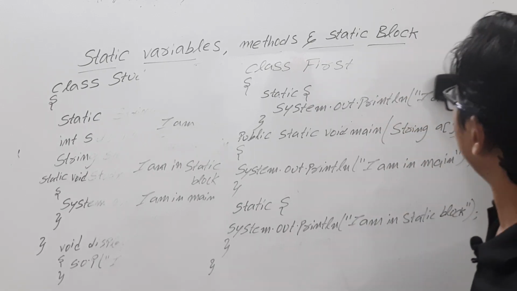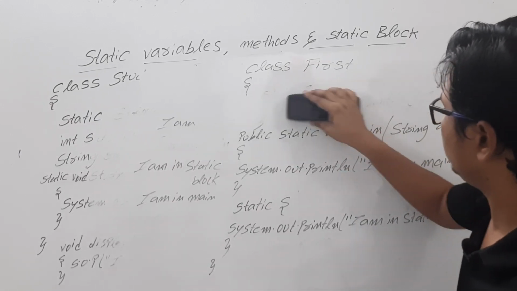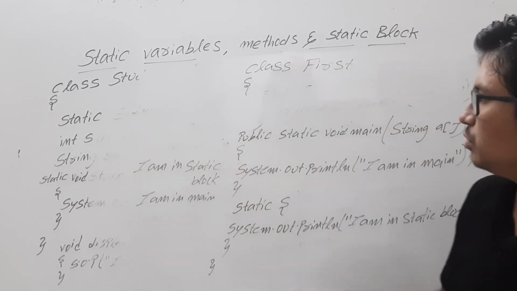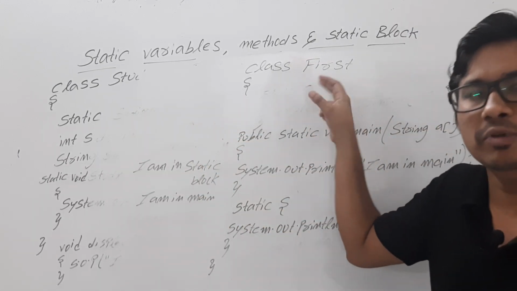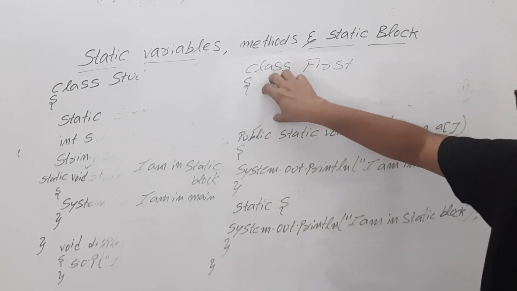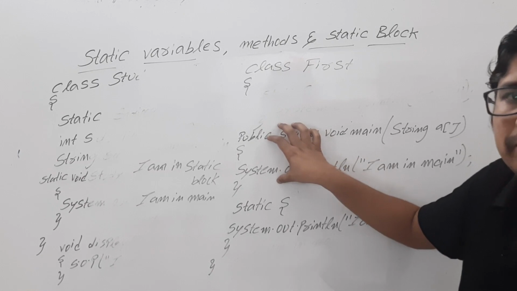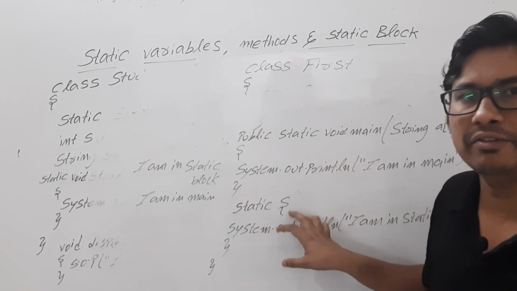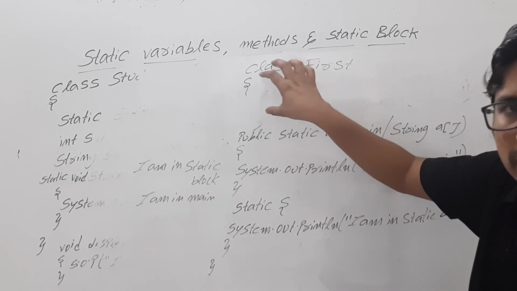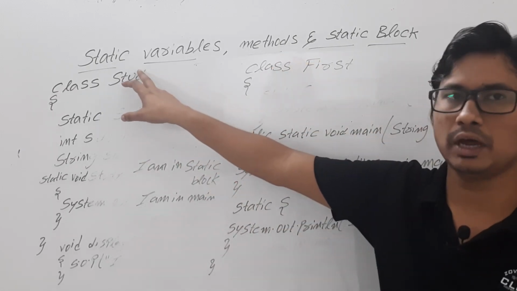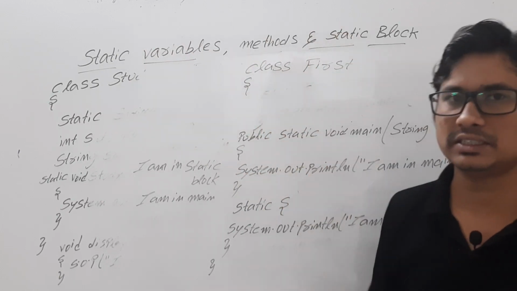Suppose I am erasing this one. Then you will get the output as I am in static block, I am in main. So if you have a static block before the main and after the main, and you have the main method, first this one will be executed, then this one, and then the main method. If you have only one at the bottom, then this one will be given high priority. If it is there only on the top, that will be given high priority. I hope you have understood about the static variables, methods, and static block.